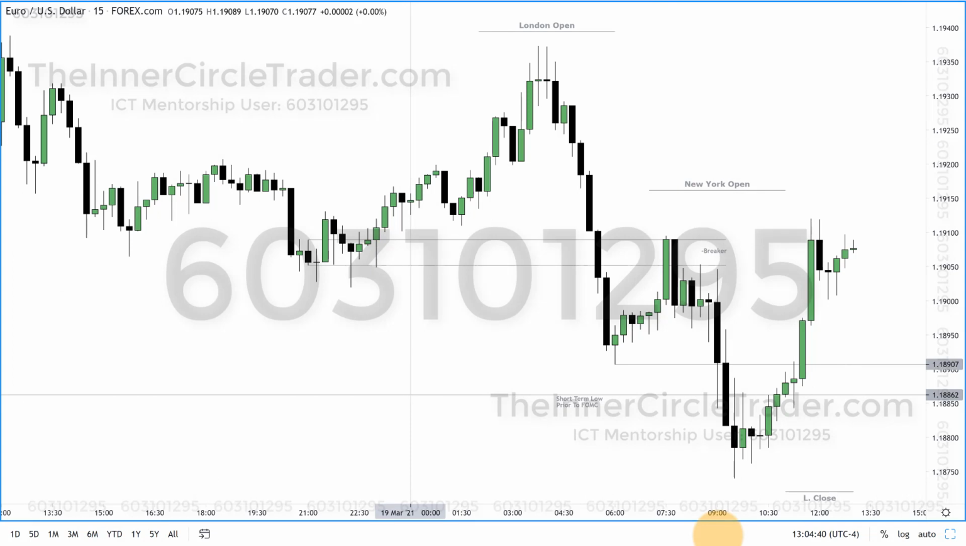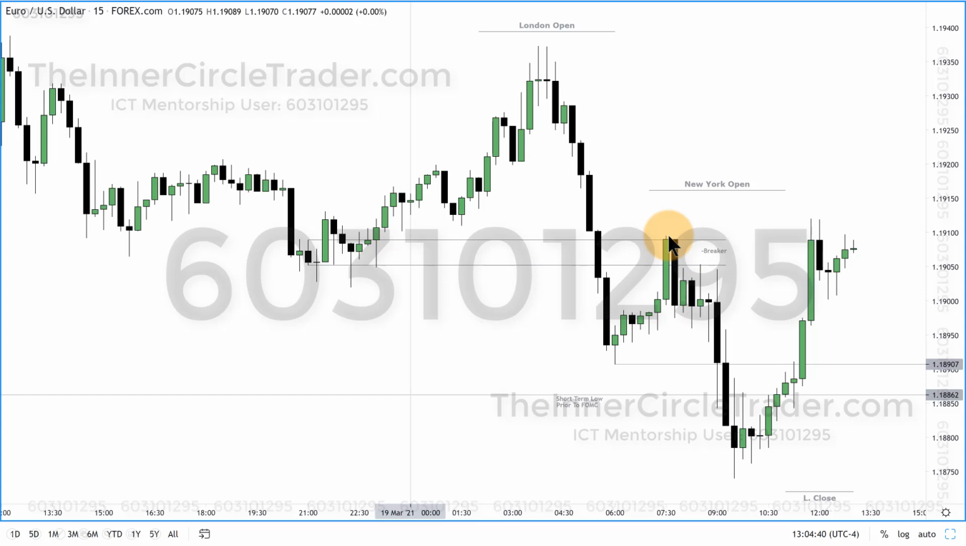All right, here's the euro dollar 15-minute time frame. You see London high during the London open kill zone, due to swing higher. Price breaks down. Down close candle right here is your breaker. Draw that out in time.